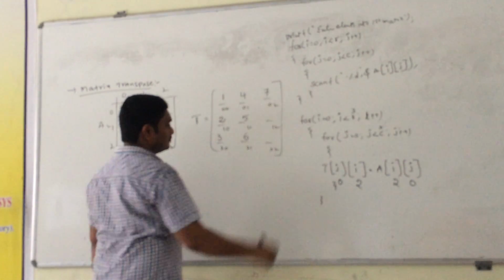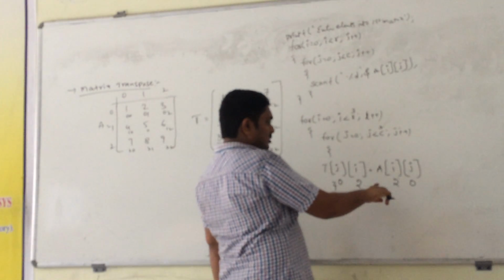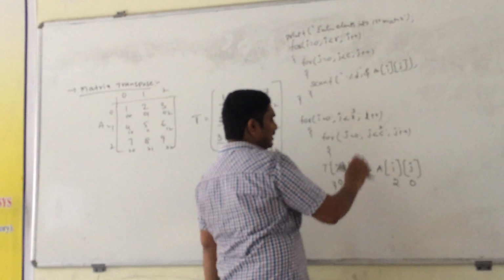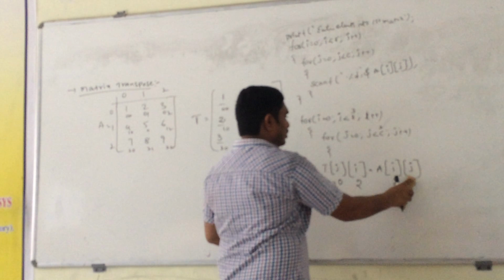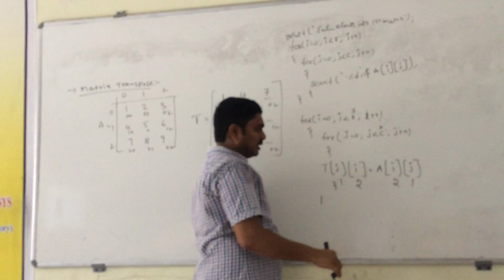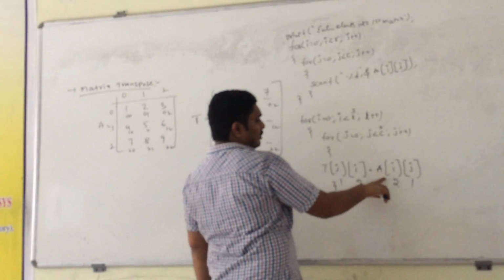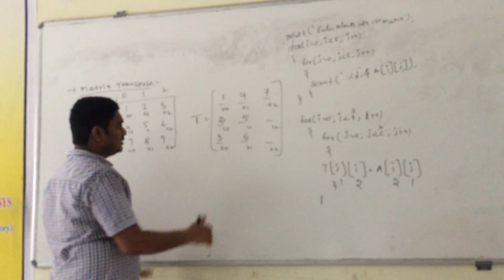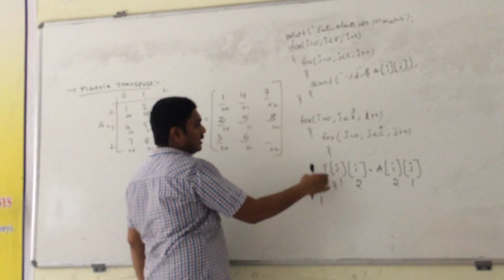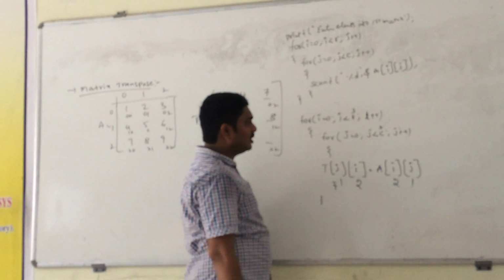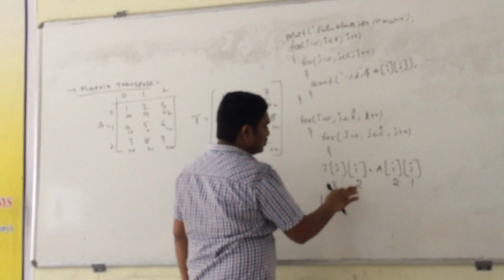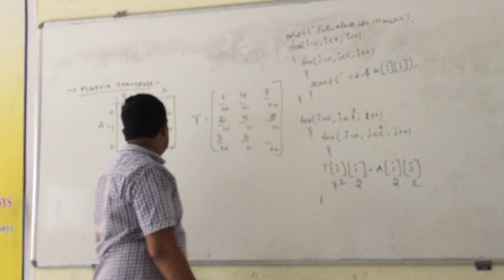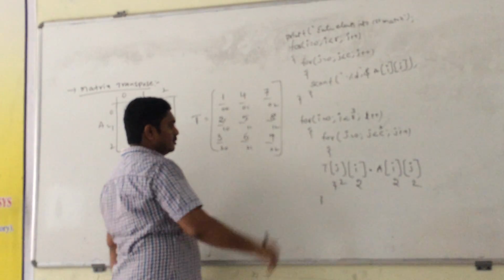Next, loop ends, j value incremented. The j will become 1, 1 less than 3, condition true. j becomes 1, i does not change. Then the element at 2, 1 position in A, which is 8, is stored into T at the 1, 2 position. At the end of the loop, j value is incremented, j will become 2, 2 less than 3, condition true. The element at 2, 2 position, 9, is stored in the 2, 2 position.